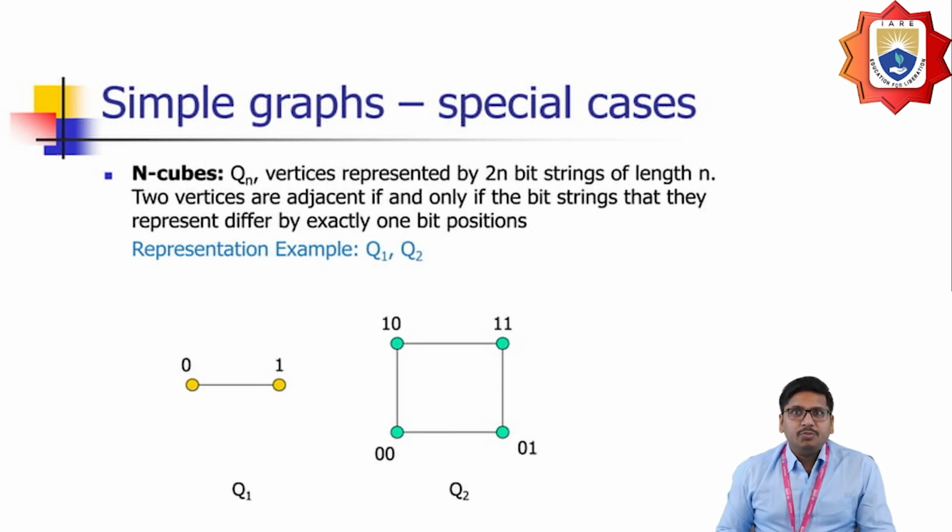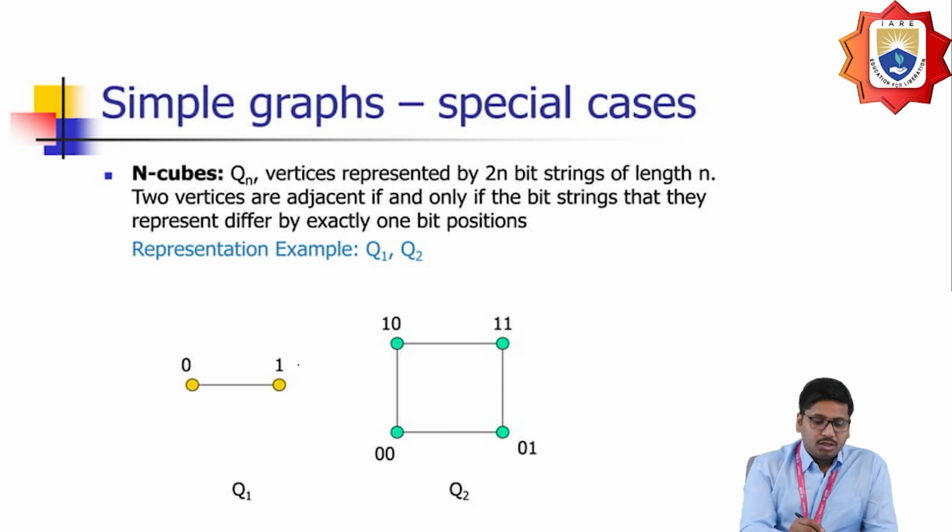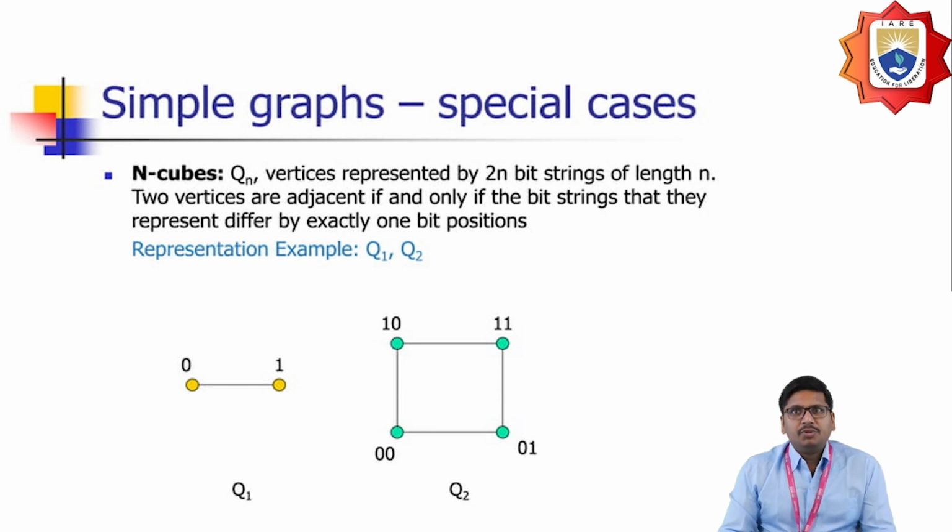The n-cube is nothing but the vertices represented by bit strings of length n. Here two vertices are adjacent if and only if the bit strings that they represent differ by exactly one bit position. So here Q1 and Q2 are two graphs I'm going to consider. In Q1, the vertices are represented by bit strings of length n, and two vertices are adjacent if and only if their bit strings differ in exactly one bit position.